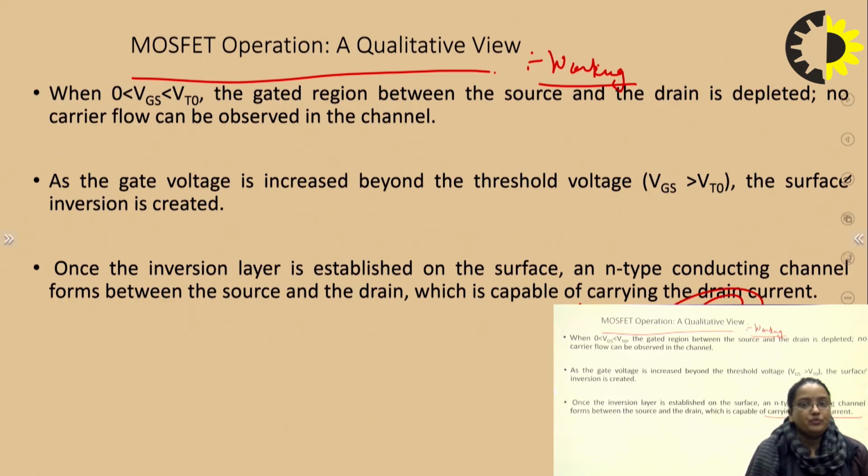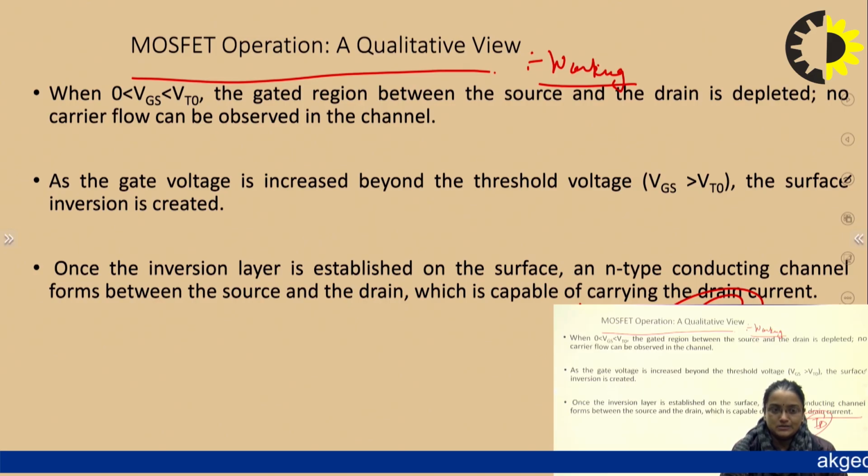When VGS is positive, that ultimately results in the accumulation of electrons in the channel, which forms the N-type channel. And once the N-type channel is formed, current starts to flow in the device in the form of drain current, which we are saying as ID.